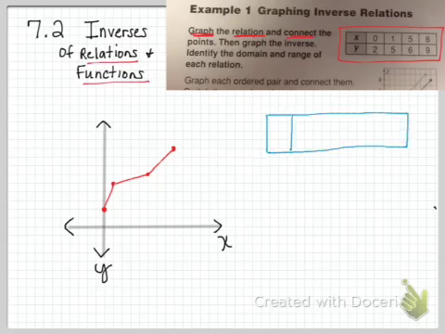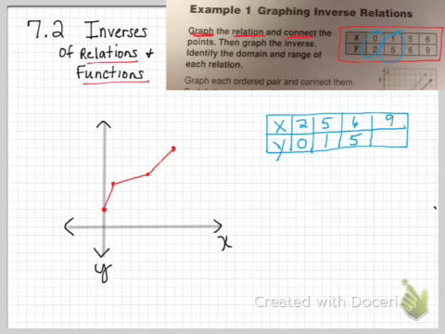In your notebook I want you to write, to find the inverse of a table of values, switch the x and the y. So the first point is a 2, 0, because I switched those two. The second point is a 5, 1, because I switched those two. And on down the line we have a 6 and a 5, and a 9 and an 8.